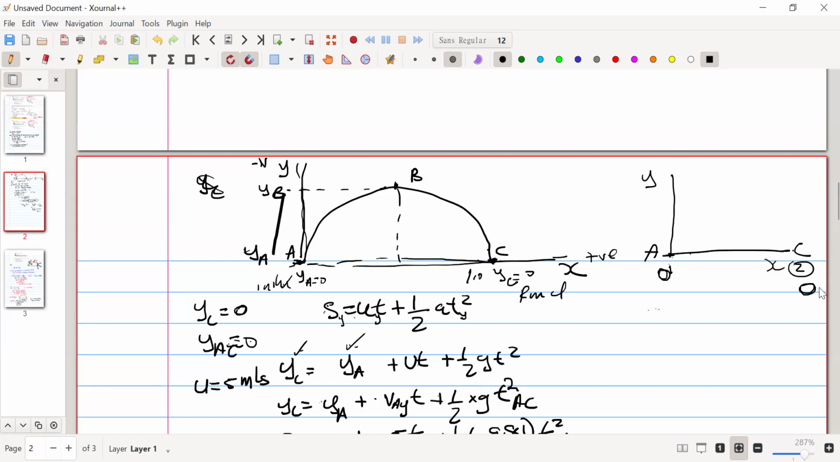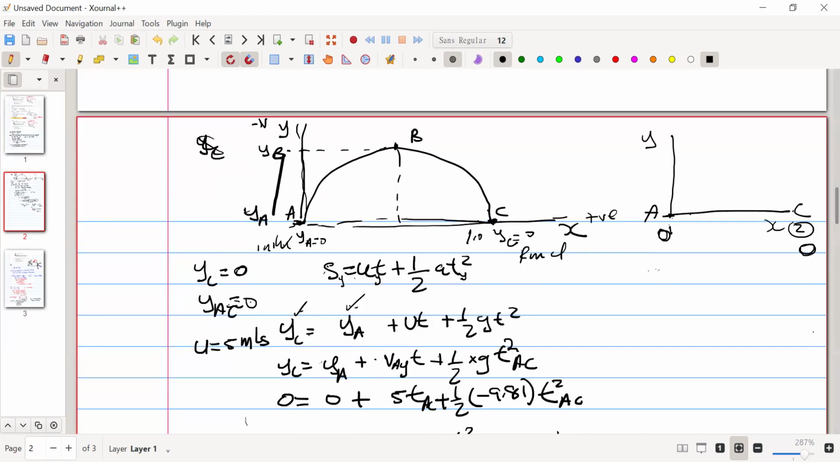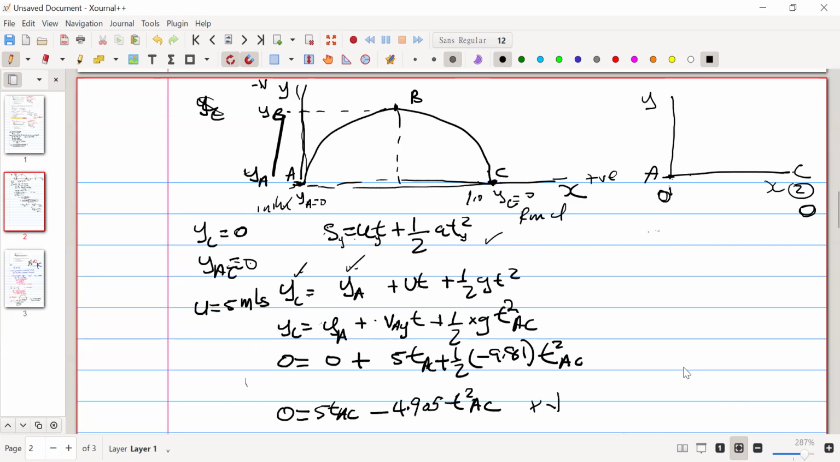So you put it in this equation here, where you would have incorporated in this expression up here. And therefore yC is equal to yA plus ut plus half gt squared, or whatever you want to consider there. And you put in that they are both 0. So essentially you're getting this expression equal to 0.